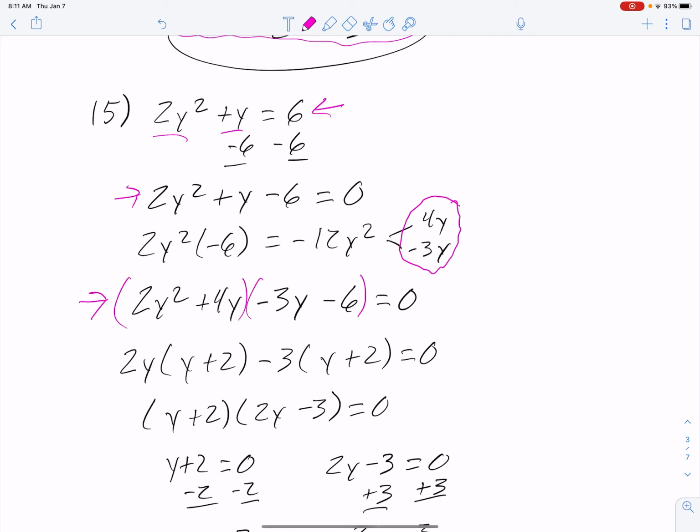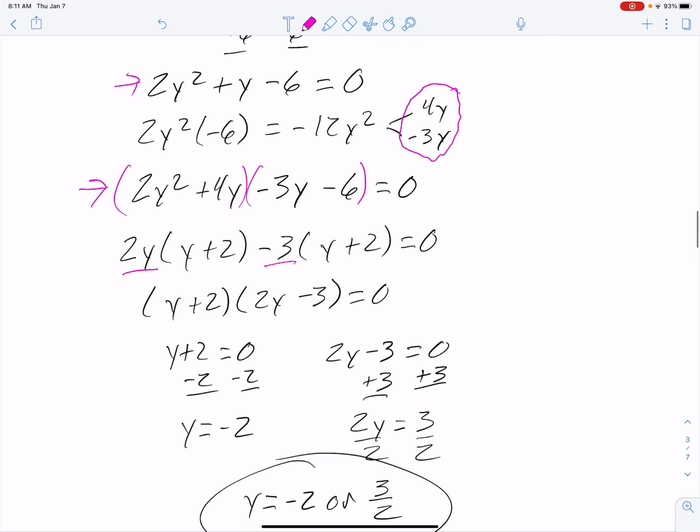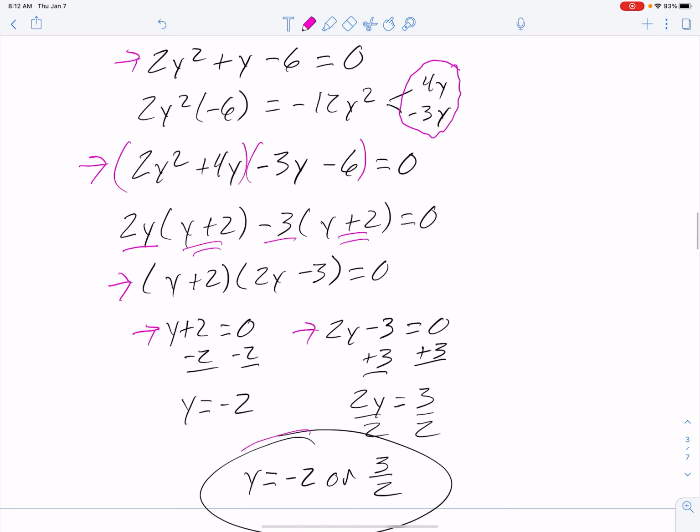Create my two groups. For my first group, I can factor out a 2y. For my second group, I can factor out a -3, leaving me with the matching group y plus 2. So I finish my factoring, y plus 2 times 2y minus 3. I set each binomial equal to 0, solve for my variable, and I end up with y equals -2 or 3/2.